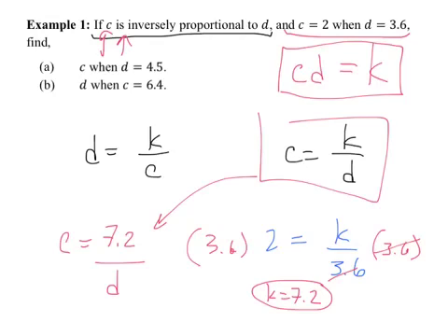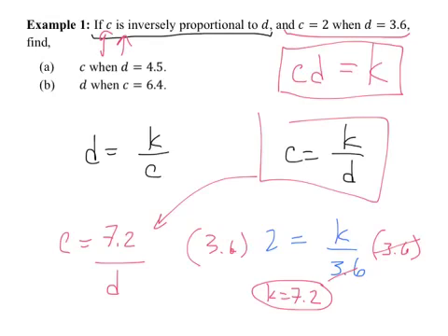Where's your part A? Right, so it says when D is 4.5, find C. So scroll down a little bit. K should be 7.2. Here. This is what we had, right? Plugged in our numbers. We have our general relationship here because of this part. Right. 2 and 3.6 were given in these locations.